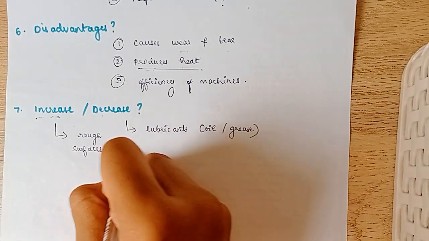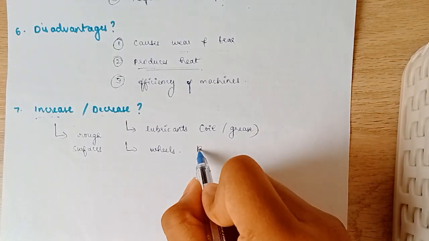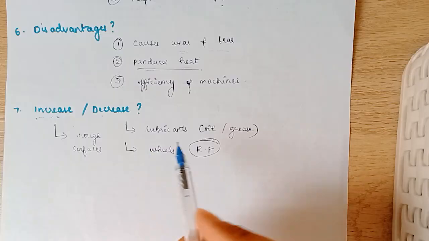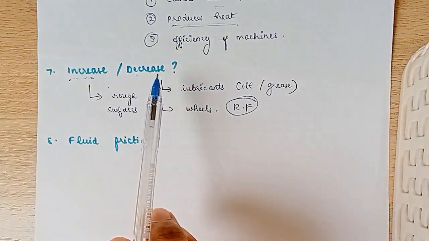Then you can also use wheels. Why wheels? Because it has rolling friction, and as I said, rolling friction is the least or the smallest friction. These are the frictions that happen on solids.